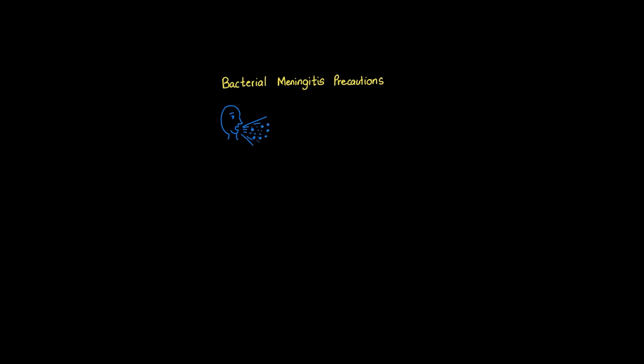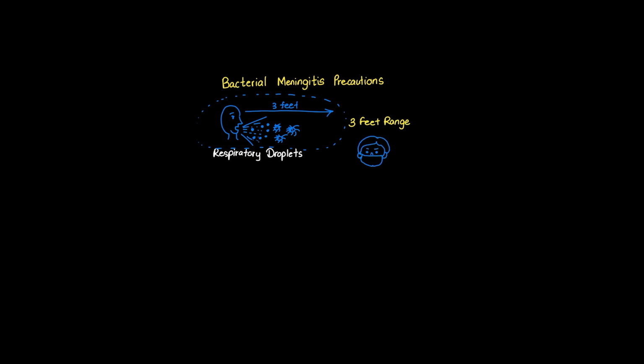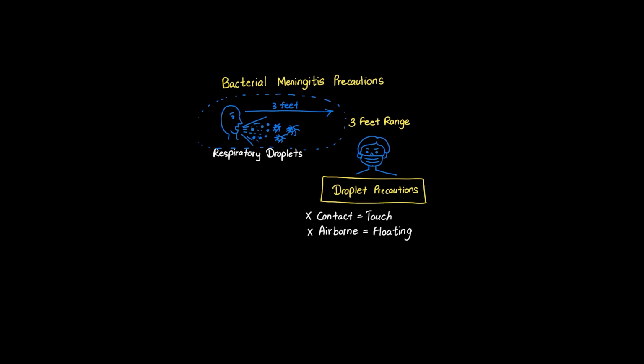Bacterial meningitis spreads through respiratory droplets when infected persons cough, sneeze or talk. These droplets are relatively large and heavy, travelling only about 3 feet before falling. The bacteria, typically Neisseria meningitidis or Streptococcus pneumoniae, live in these droplets. Anyone within 3 feet can inhale them, allowing bacteria to colonise their nasopharynx and potentially invade the meninges. Droplet precautions require masks within 3 feet in private rooms.